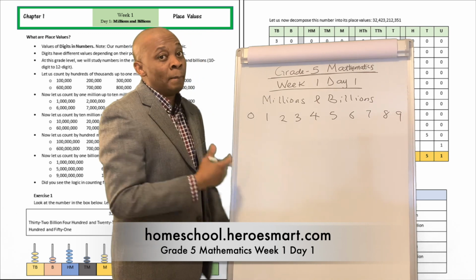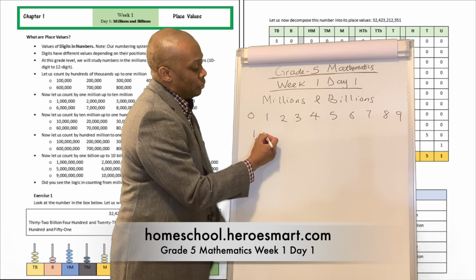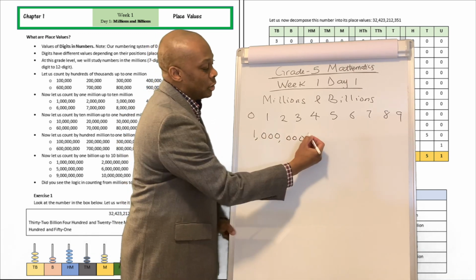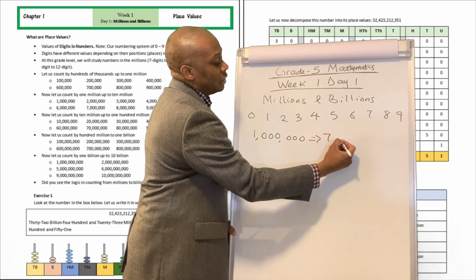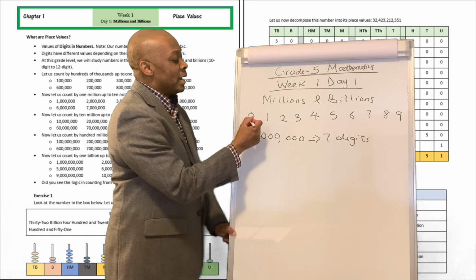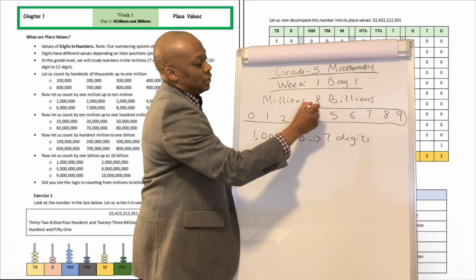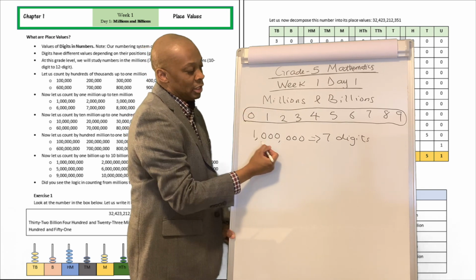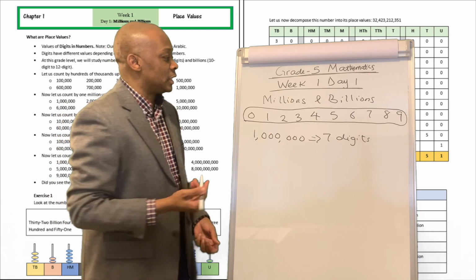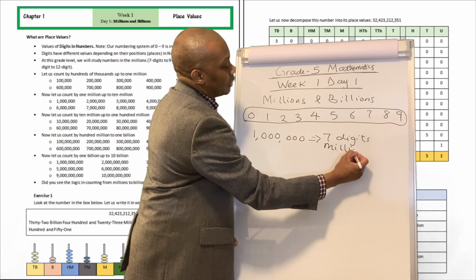Well, what's going to be a million? Well, a million is going to be 1, 0, 0, 0, 0, 0, 0. In other words, there are 7 digits, okay? 7 digits. So when you combine all these digits together and you get 7 of those like this, you're going to have what we call a million, okay? This is called 1 million.